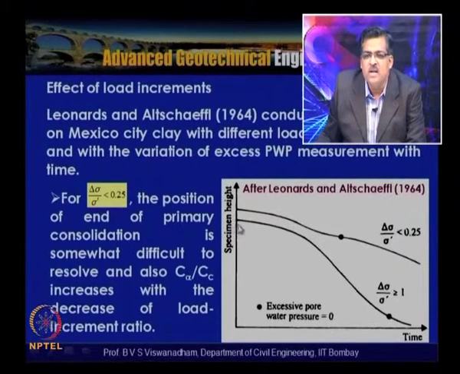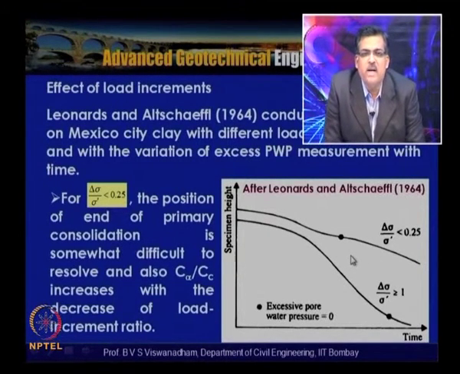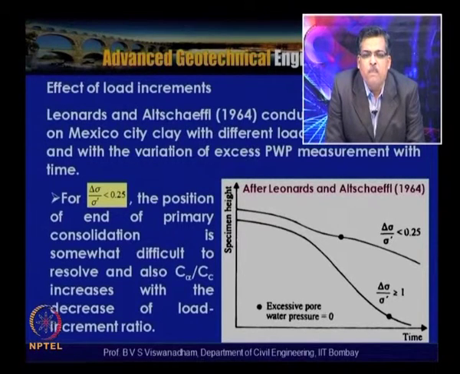You can see that this is delta sigma by sigma dash greater than or equal to 1, and here delta sigma by sigma dash less than 0.25. That means as delta sigma by sigma dash is equal to or greater than 1, it is found somewhat along this line, and when delta sigma by sigma dash is less than 1, it migrates in this direction.